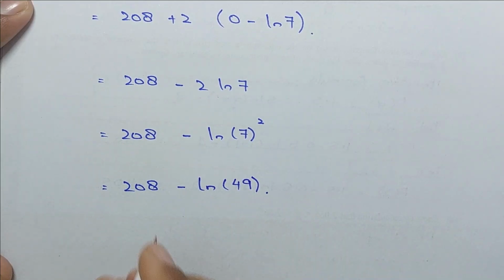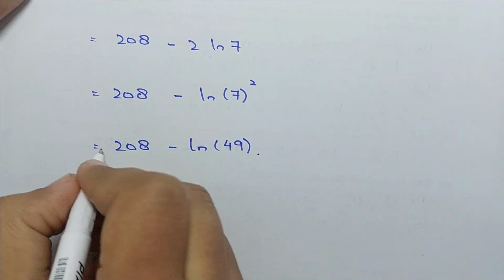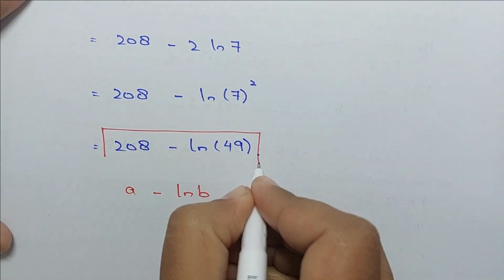Now this is in the form of a minus ln b. A is 208, which is an integer. B is 49, which is an integer. A minus ln b, so this should be in the minus form. So that is the answer.